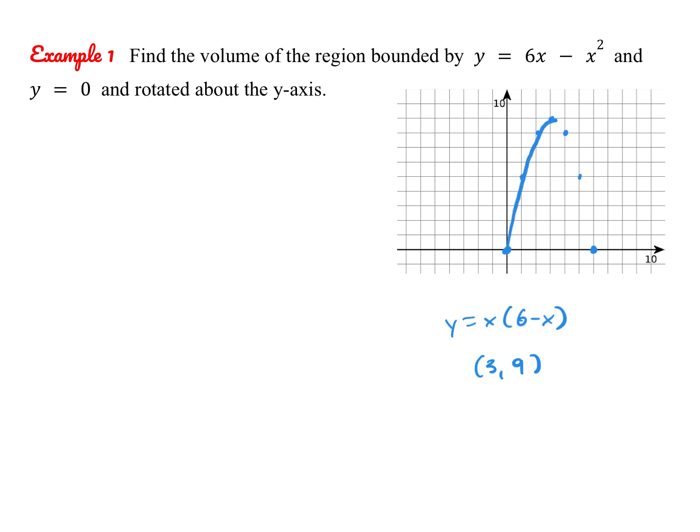And then it's also bounded by y equals 0. So I'm going to stop at the x-axis. And there you have it. So this is our bounded area. And here we're going to rotate this one about the y-axis. So I'm going to draw out the rotation for this problem. But maybe I'm not going to do that for every single problem. But it would end up looking something kind of like this.